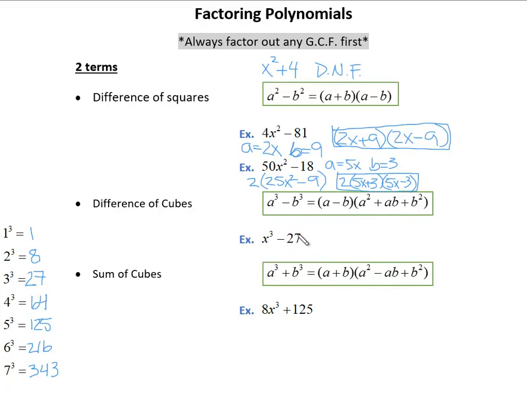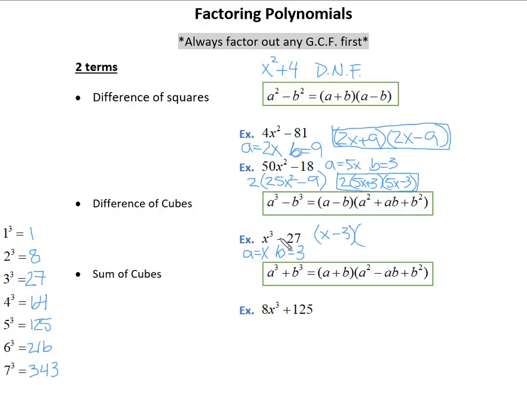Okay, so we just discovered 27 is a perfect cube, and of course x cubed is a perfect cube. So let's identify our values. What times itself 3 times is x cubed? That's x, that's my a value. And again, the minus sign is part of the formula. So what times itself 3 times is 27? Well, we just discovered that's 3. So b is 3.